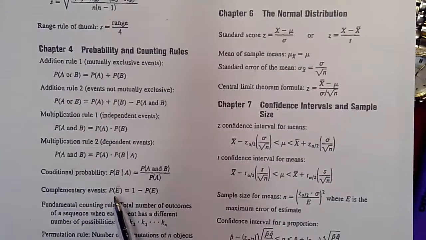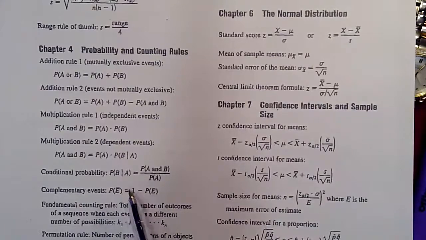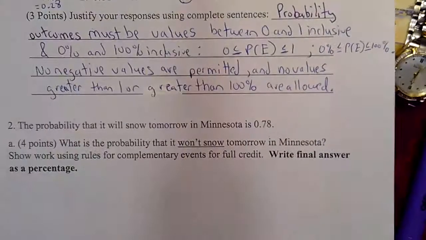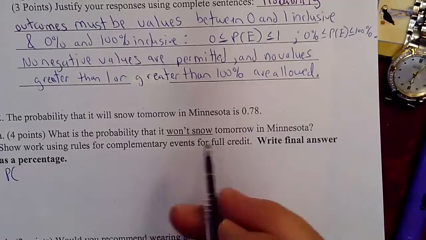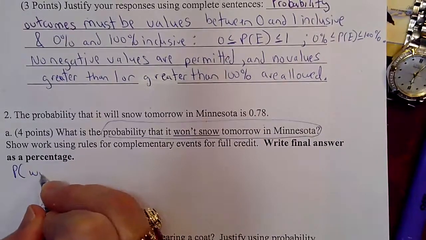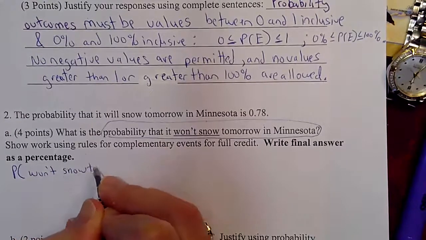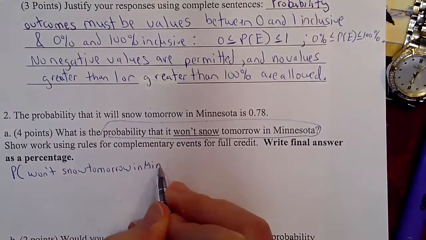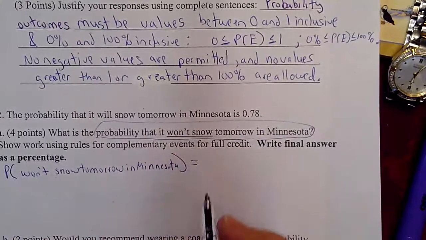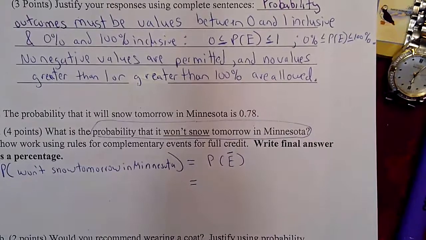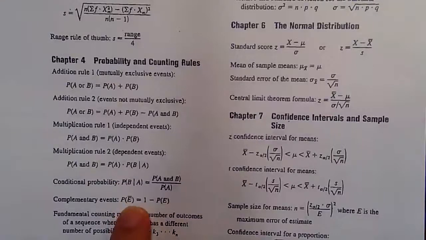Okay, see complementary events, see this probability of E bar. So it's like the probability of the complement of E, 1 minus probability of E. Okay, so that's to do with the complement. So I'm going to start by saying probability that it won't snow tomorrow in Minnesota. So P stands for probability that it won't snow tomorrow in Minnesota. Okay, so this is equal to P of E bar, right? And then according to the definition, you can see here that P of E bar, the probability of the complement of the event, is 1 minus the probability of the event.